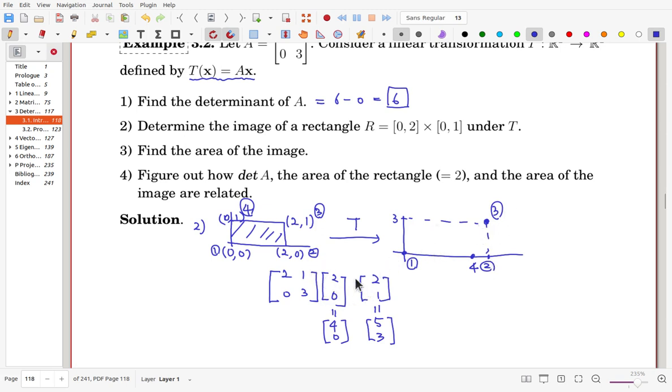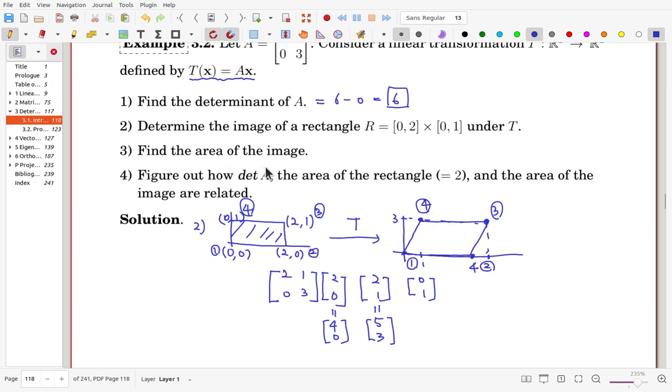And for the last one, 0, 1. 0, 1 is multiplied. Then you can easily see that it's the second column, 1, 3. Here there is 1 and height 3. That's the fourth point. If we make the corresponding shape, then we have this one, 1, 2, 3, 4, and coming back to 1. Now that's the image of the rectangle.